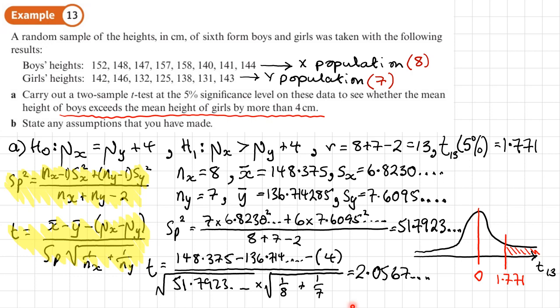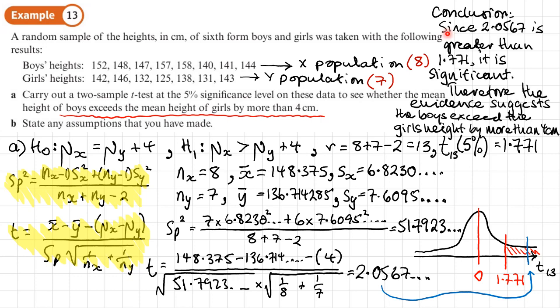So on my diagram I can see that is significant, because that's going to be in the critical region. So let me now put my conclusion up the top here. So my conclusion, you can word it differently. So since my test statistic is greater than the critical value, it is significant. Therefore the evidence suggests the boys exceed the girls' height by more than 4 centimeters, or the mean height of the boys exceeds the mean height of the girls by more than 4 centimeters.